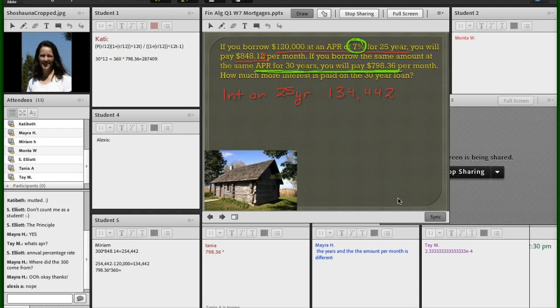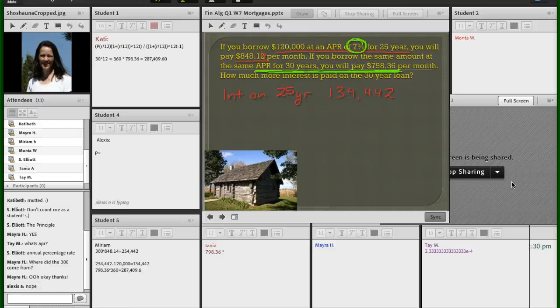Yeah, so Mayra, what I want you to do is find out what it is and type what you got. And you too, Alexis, I want you to work out this problem. And hopefully you have a calculator. If you don't, let me know what you want me to multiply. 30 years times 12 months. So there's 360 months in 30 years.